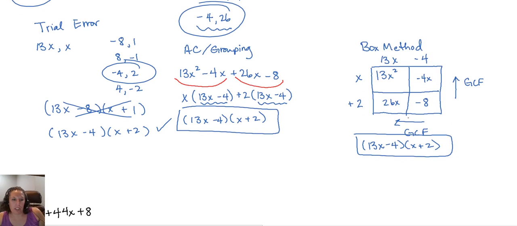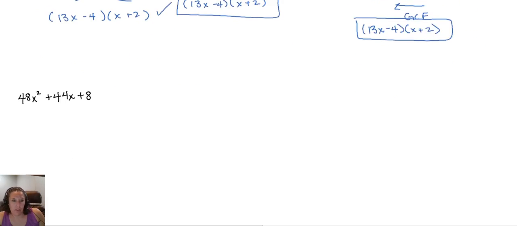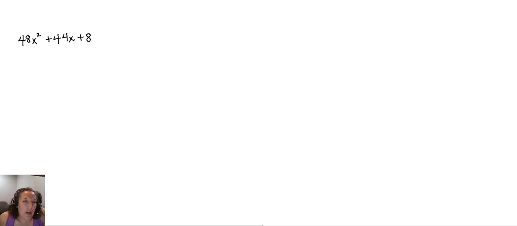All right, let's look at one more example. 48x squared plus 44x plus 8. Now remember, the first step in every one of these problems is to look for a greatest common factor. And I'm seeing a lot of 4s up there. 48, 44, and 8 are all divisible by 4. And so let's factor out that GCF of 4 before we do anything. Makes the numbers a little bit smaller, makes it a little bit easier to work with. So when we factor out a 4, 48 divided by 4 is 12. 44 divided by 4 is 11. And 8 divided by 4 is 2.